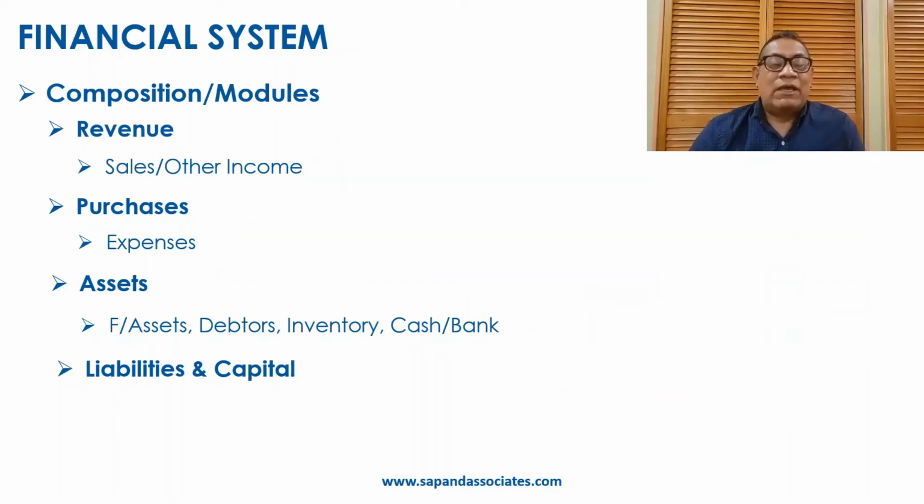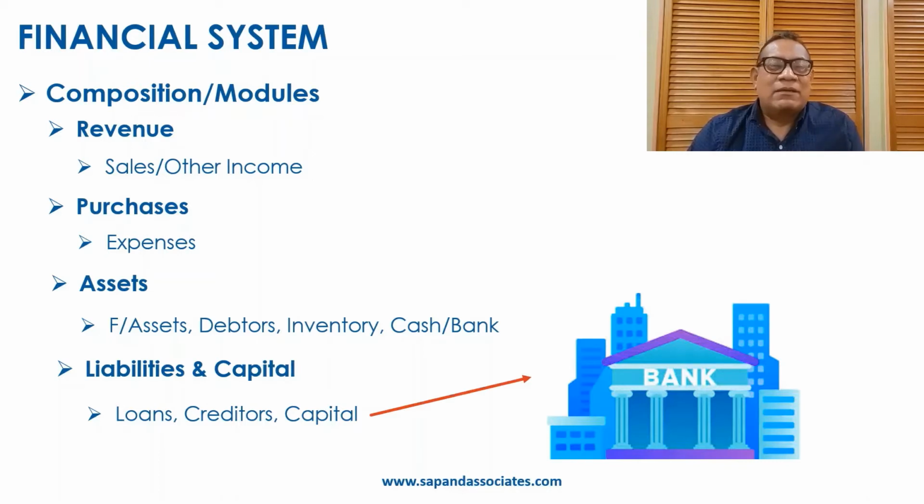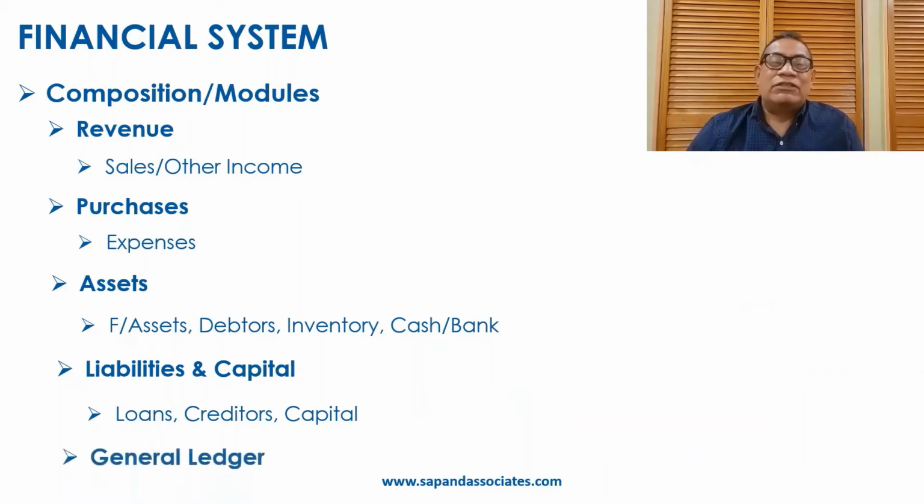In the case of liabilities, we're looking at loans, we're looking at creditors, and also capital. And for loans, we have a bias for banks. So your source of funding, while there are so many other sources of funding, our bias is to the banks. And so the diagram there will show a bank which represents the loans and capital part of your systems. And then, of course, there's the general ledger.